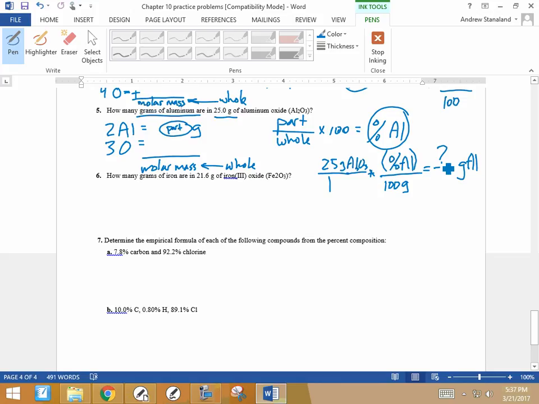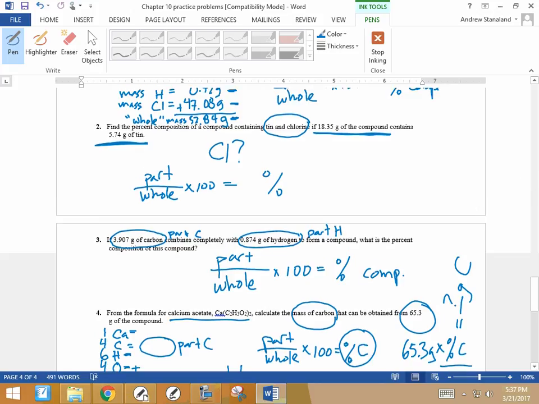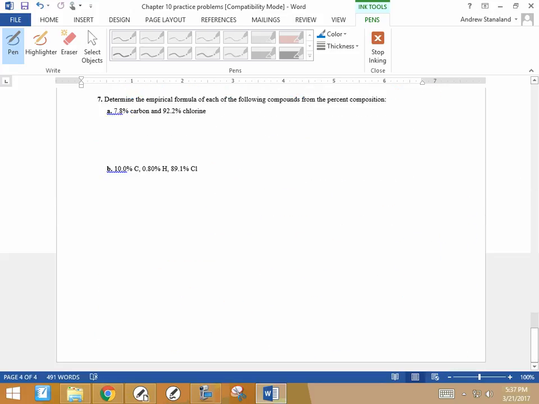Last few, determine the empirical formulas of each of the following compounds. On the percent composition, first step, assume you have 100 grams total, which means you'll have 7.8 grams of carbon and 92.2 grams of chlorine. Beautiful. Now, these you have to convert, if you'll recall, into moles.